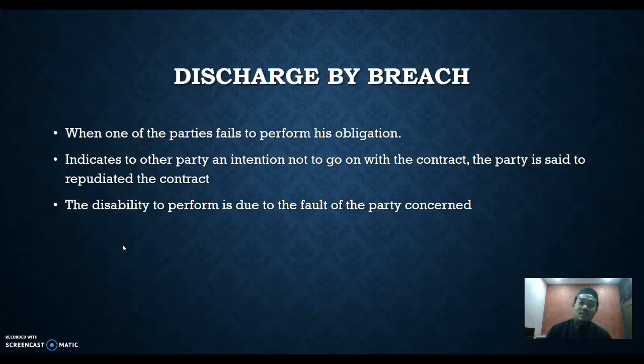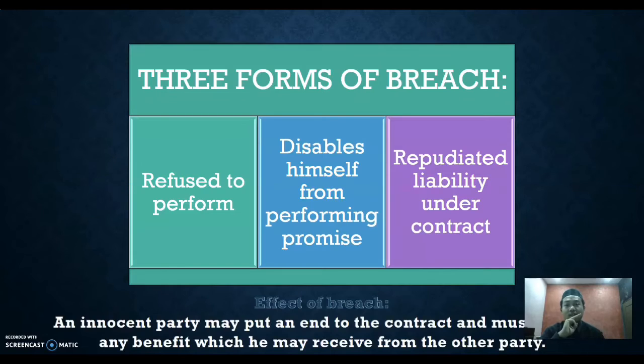Next one is discharge by breach, when one of the parties fails to perform his obligation, and indicates to the other party an intention not to go on with the contract. The party is said to repudiate the contract. The disability to perform is due to the fault of the party concerned. There are three forms of breach: number one is refusing to perform, number two is disabling himself from performing the promise, and the last one is repudiating liability under the contract.